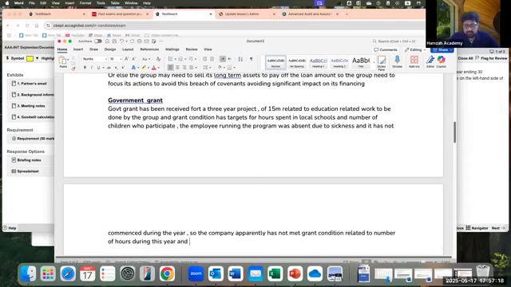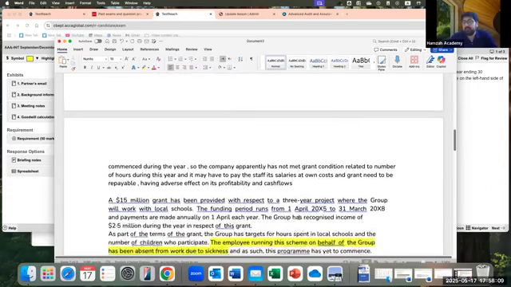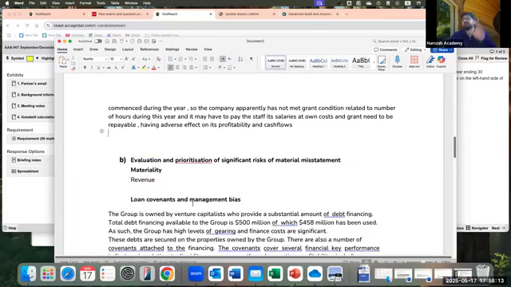And it may have to pay the staff its salaries at its own cost, and the grant may need to be repayable, having an adverse effect on its profitability and cash flows. Yes, it might be possible. Now, done. Business risk is done.